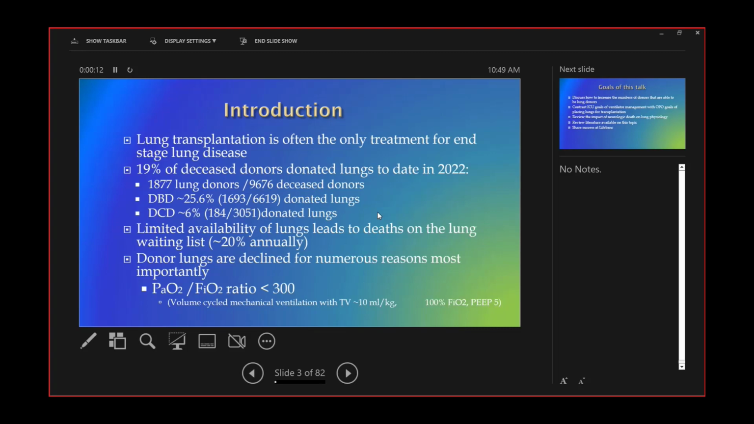So you all know that lung transplantation is often the only treatment for end-stage lung disease. You know that in 2022, only about 19% of deceased donors donated lungs. It was broken down into about 25% of brain-dead donors donating lungs, and the last data I saw, only partway through the year, was about 3.9% of DCDs donating lungs. And so the DCD population obviously is an area where we potentially could make impact.